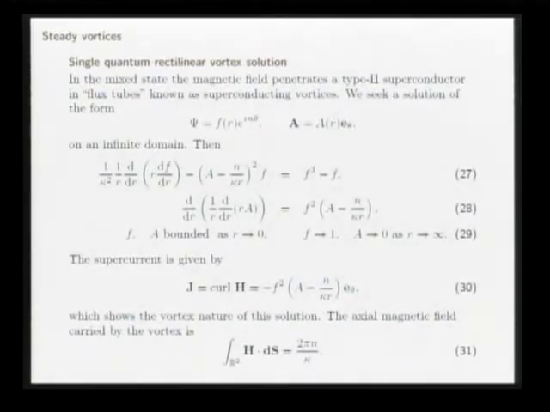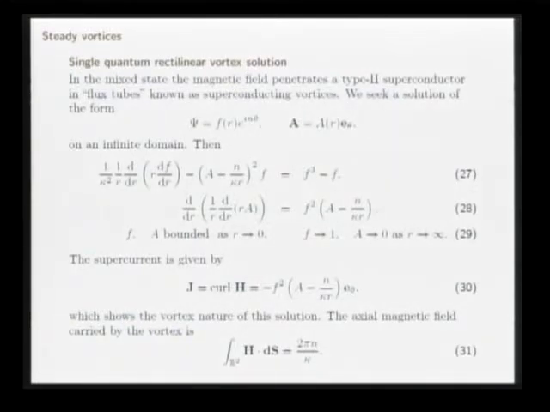And the boundary conditions that you would want: you want the material to become superconducting again at infinity, so you have F goes to 1 and A goes to 0 as R goes to infinity. And then you want F and A to be bounded at the origin, which is enough to fix you a unique solution to these equations.